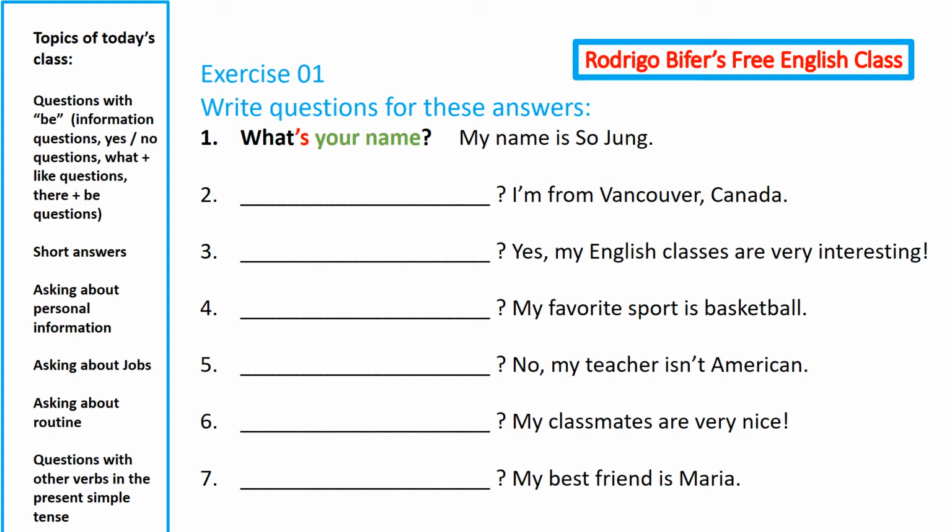Number 2, "I am from Vancouver." So verb to be again, I am, I'm. The contracted form is I'm. So "I'm from Vancouver, Canada." Okay, so the person is telling you where they're from, their country of origin, their city and country. So what's the question? I hope you have gotten it right.